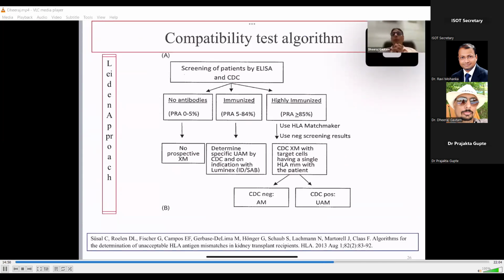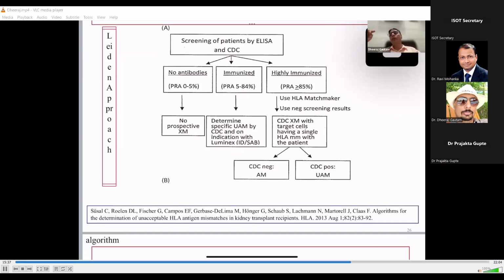Now, there is also the Leiden approach, in which there is screening of the patient by ELISA and CDC. There are 3 scenarios. If there are no antibodies, PRA is 0 to 5, then no prospective cross-match, and you can directly go for the liver transplant. If the patient is immunized and PRA is 5 to 84%, then determine specificity by CDC and confirm with the Luminex. If PRA is equal to or more than 85%, then use HLA matchmaker, use the negative screening result, and if CDC is negative, then go ahead. If CDC is positive, then no transplant.